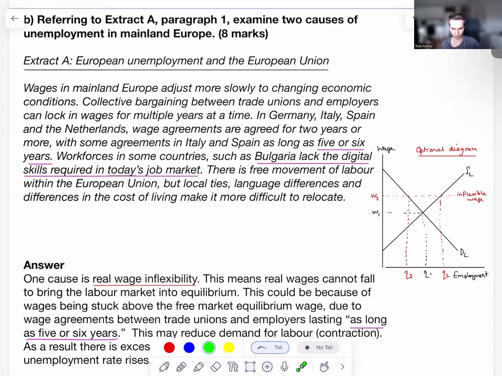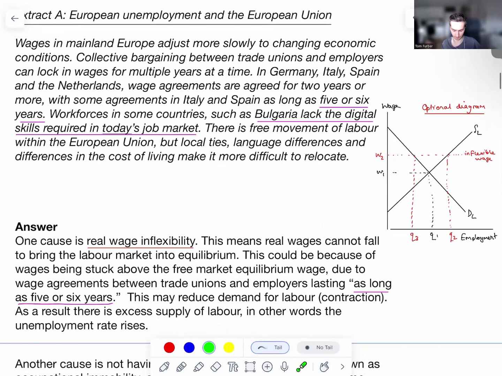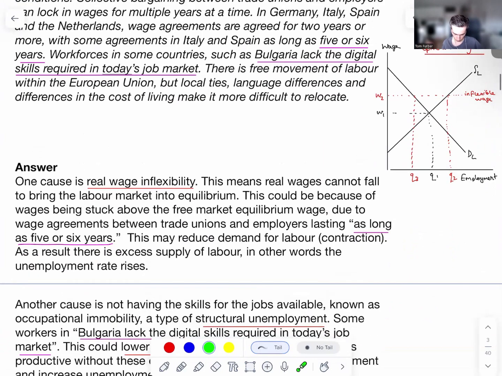Now, when I talk through this point, I'm going to explain that diagram in words. You can draw it if you like, but you don't have to for this question in particular. So this is the answer. One cause of unemployment is real wage inflexibility. This means real wages cannot fall to bring the labour market into equilibrium.